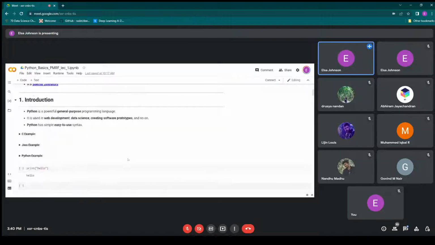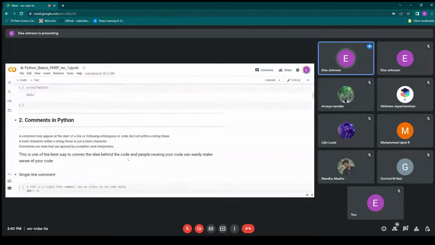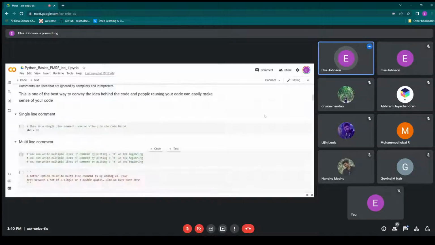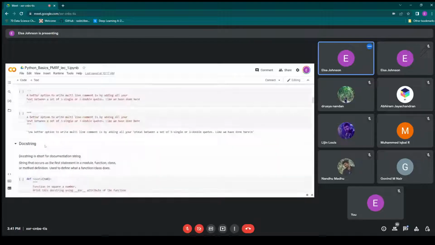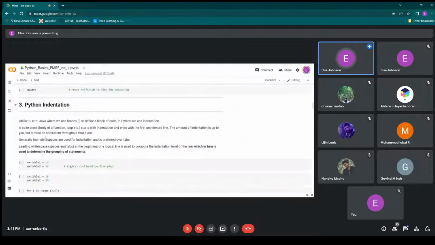I have listed the main basic things, starting from the introduction, then comments in Python, so how you have to see. Just the indentation, for indentation I have given one thing. What you have to do is just run this one. I have given you the description, and you just run this cell and see what is happening.